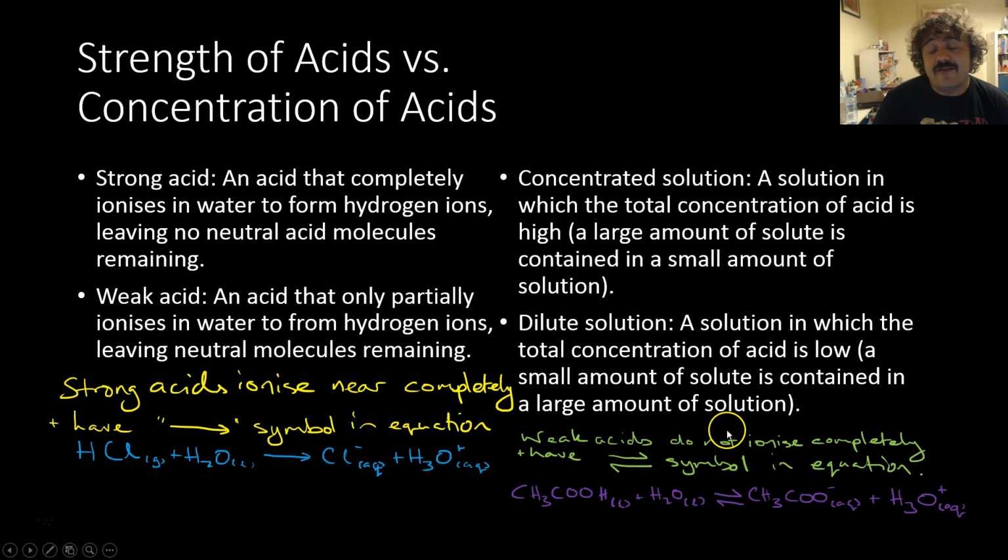Whereas the weak acids do not ionize completely, and they have the double arrow symbol, meaning it's in equilibrium, in the equation. And acetic acid or ethanoic acid plus water gives us an acetate ion plus hydronium ions in equilibrium. So they're not all ionized. A bunch of them will still be this and this.